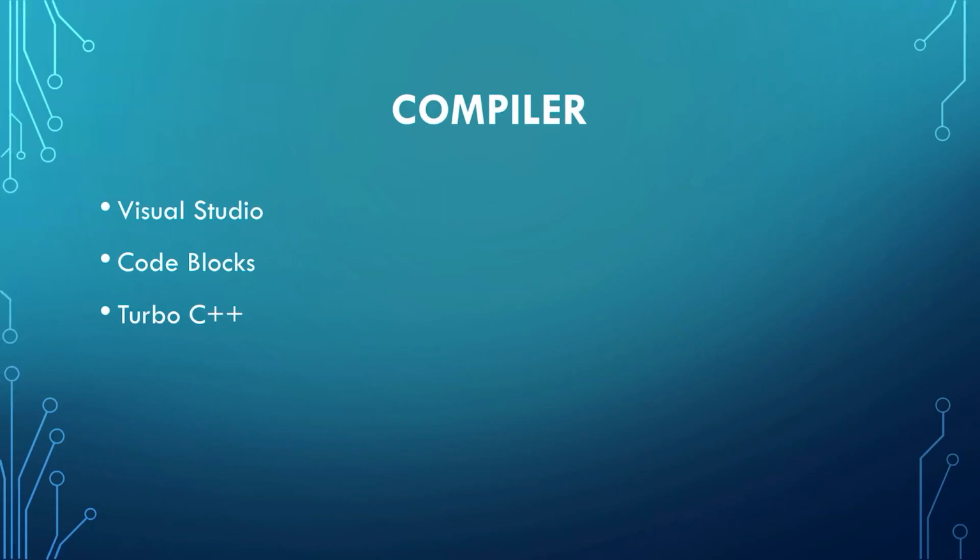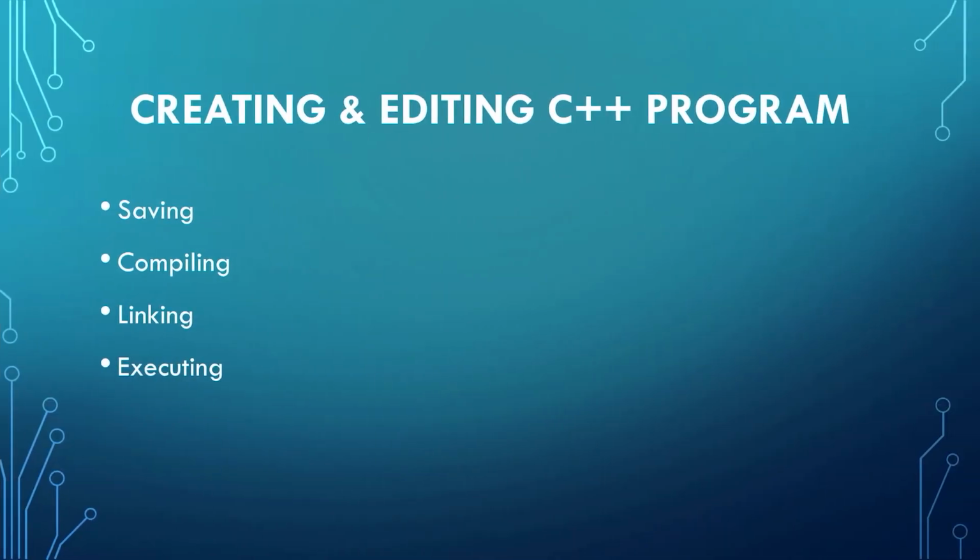Now we are going to discuss some steps which are for creating and editing C++ program. First of all, we need to write the program and save that program. Obviously, we will be writing it using a high-level language, which is C++. Then that program is compiled, then it is linked, and at the end the program is executed. So you see, from writing to execution, in between there are multiple steps. We are going to look at these steps.